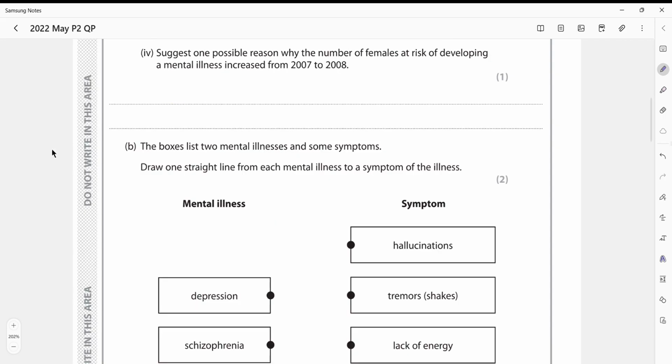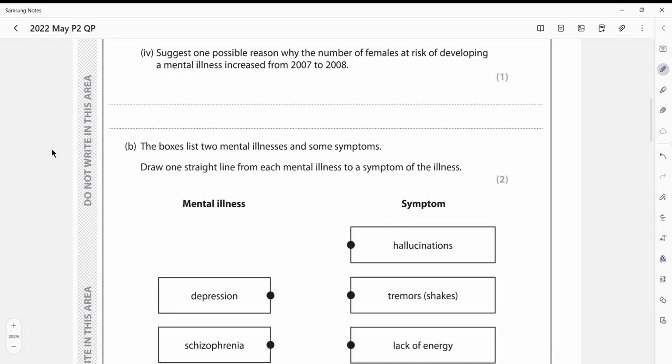All right, part 4 suggests one possible reason why the number of females at risk of developing a mental illness increased from 2007 to 2008. So there are multiple reasons and multiple things that could affect a person's mental state. One of them could be perhaps they come from a low-income household or a household of low social status, and the reason why that could impact mental health is they could be constantly worrying about how to make ends meet, constantly worrying about whether or not they would have a roof over their head, what to eat, and their kids, and their education, and so on.